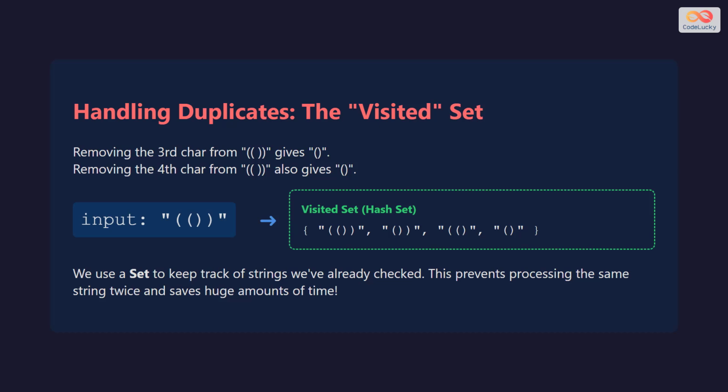A critical detail is efficiency. Notice that removing the third character or the fourth character might result in the exact same string. To avoid wasting time checking the same string multiple times, we must use a visited set to keep track of what we have already processed.